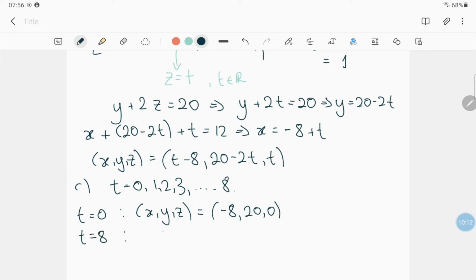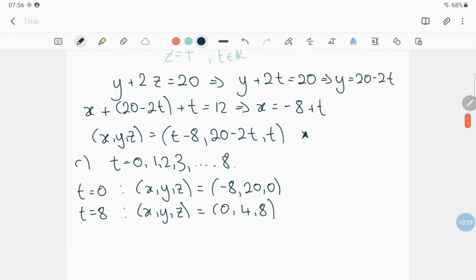So t equal to 8, we substitute that in, we get x, y, z. I'm substituting t equal to 8 into this. I get 8 minus 8 is 0. 20 minus 2 times 8, 20 minus 16 is 4, and then 8, so that works. And maybe we'll check our answers afterwards. Let's try 9. So x, y, z equal to 9 minus 8 is 1, 20 minus 2 times 9 is 2, and 9.